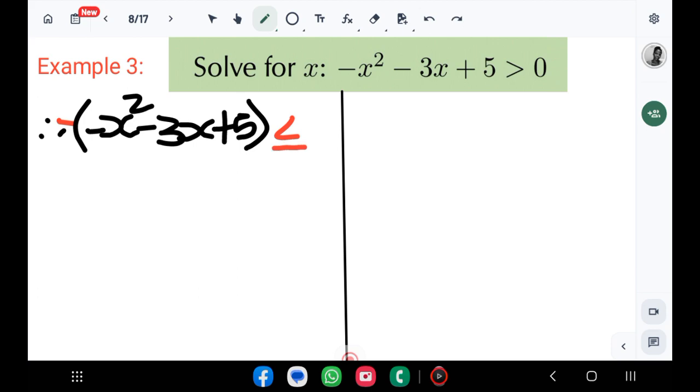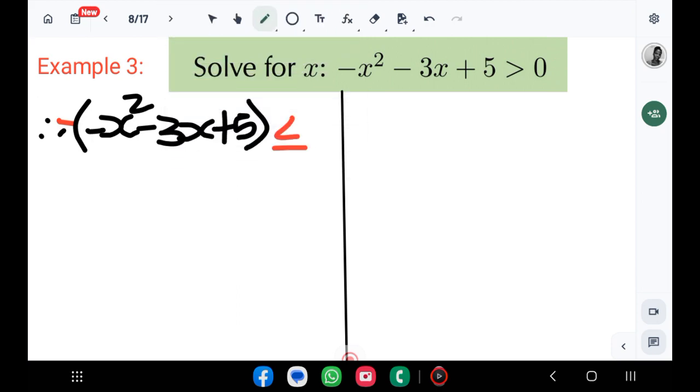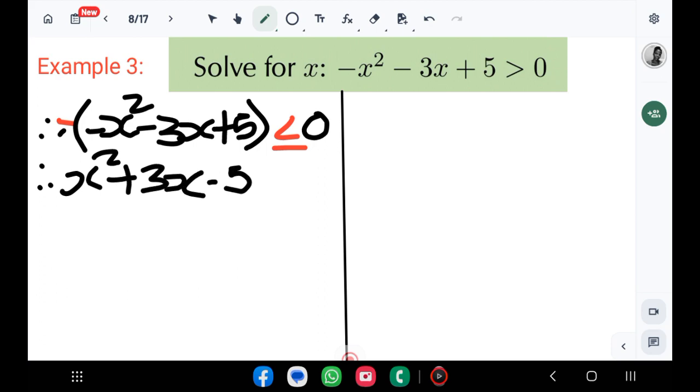So that's how you deal with multiplying by a negative sign. That's the effect it has on the inequality. It changes how the inequality looks. That will be 0. Therefore, positive x squared, let me fix that, x squared plus 3x minus 5 is less than, sorry, not equal to, it's just less than, because we do not have an equal to there. So that is less than 0.